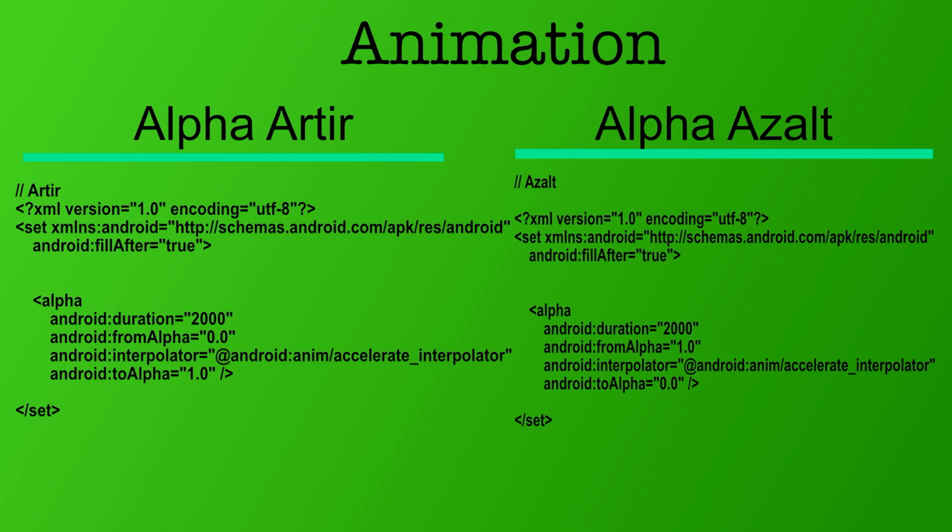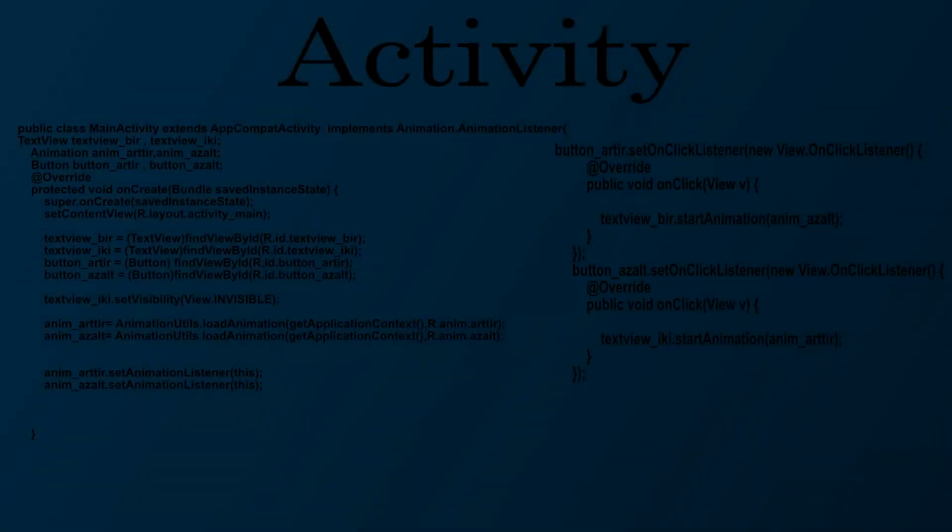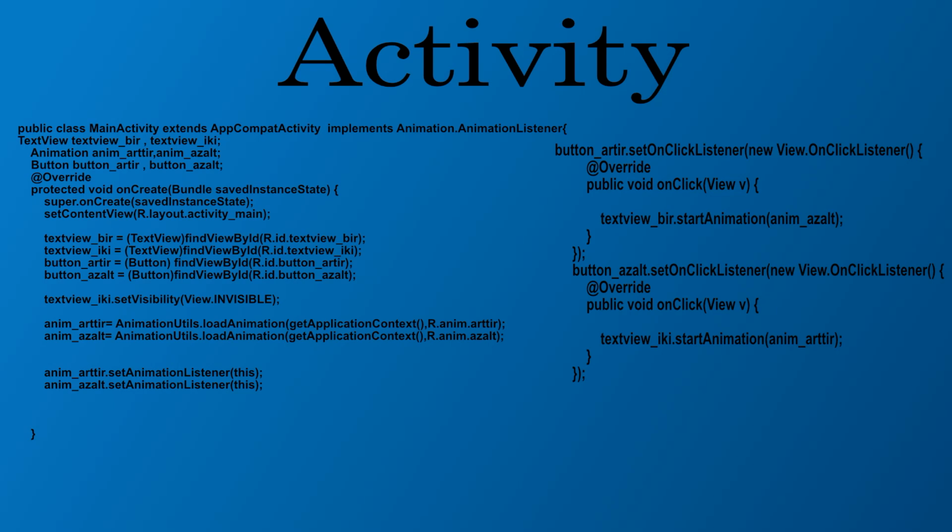0.0 means our wave is invisible, and 1.0 means our wave is visible. You can change the numbers to make your waves invisible or visible. If you understand all the animations, we can pass to the activity page.